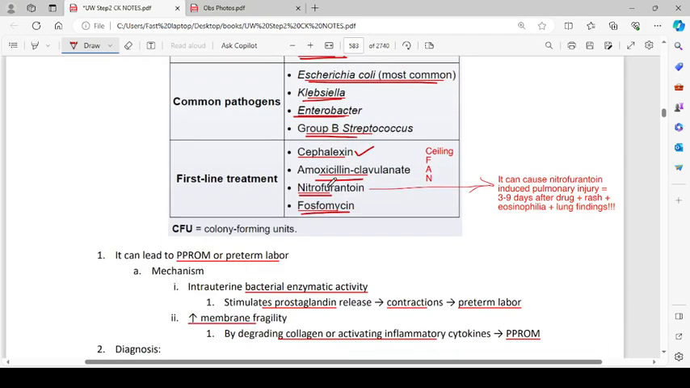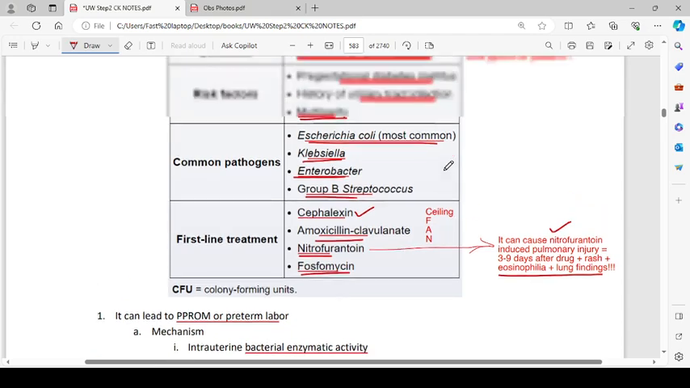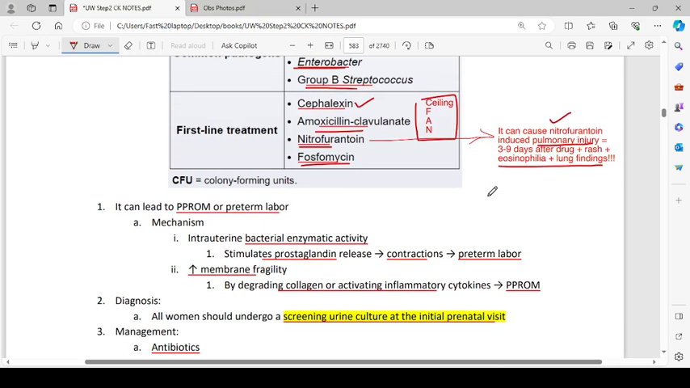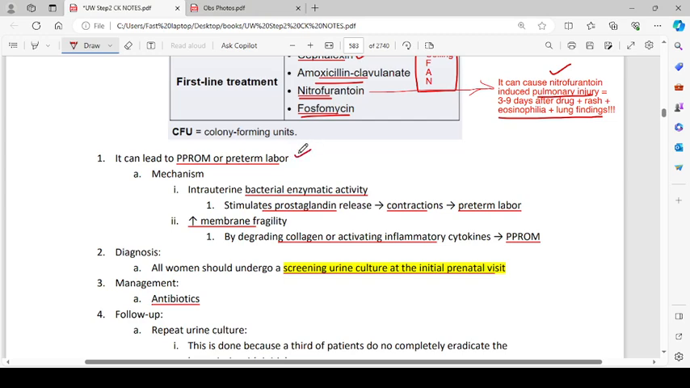Okay, so nitrofurantoin can cause nitrofurantoin-induced pulmonary injury 3 to 9 days after the drug, with rash, eosinophilia, and lung findings. So the mnemonic for the drugs that we give in cases of asymptomatic bacteriuria is CAFN: cephalexin, amoxicillin clavulanate, fosfomycin, and nitrofurantoin. And nitrofurantoin, you must remember, is associated with pulmonary injury, with rash, eosinophilia, and lung findings.